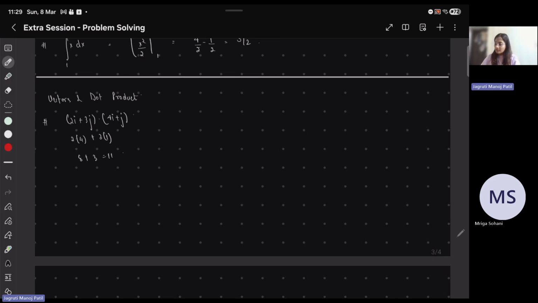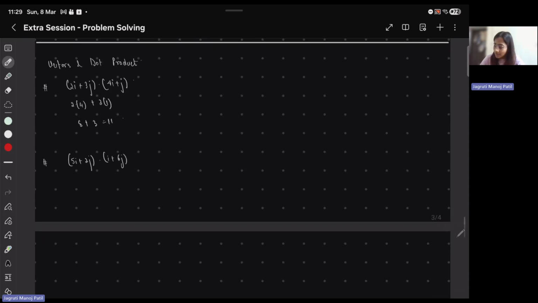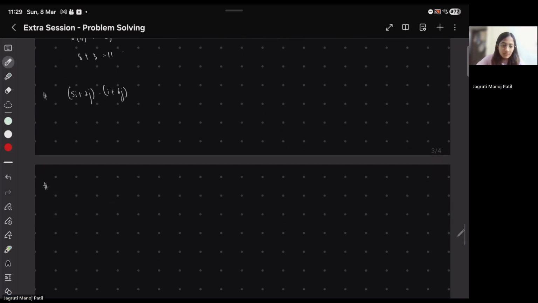Okay. Similarly, you can do the next one, which is 5i plus 2j times i plus 6j. You can solve this one and see how it comes. You just need to follow the same steps that I did previously. Now, the next question is also similar. If you have 3i plus j times 2i plus 4j, if you do this, you'll also get a similar result.